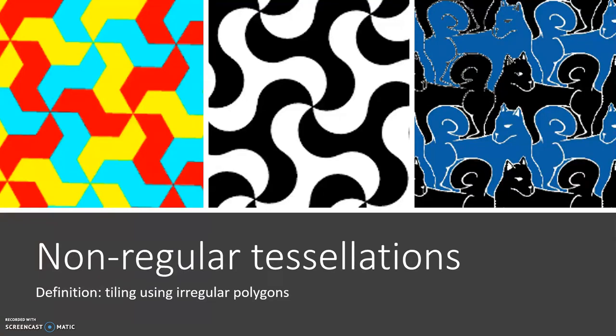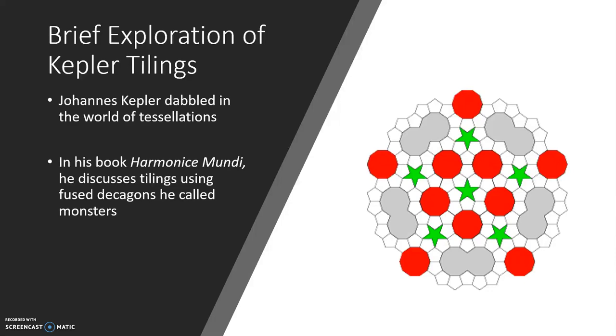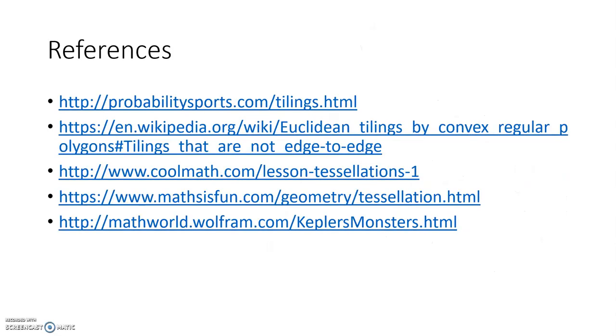Just for fun. Lastly, we're going to talk about the Kepler tilings very briefly. Kepler dabbled in some tessellations. He even wrote a book on them. But what he did is he actually fused decagons and he called them monsters, which is what you see here. And he talks about that in his book. And so that's pretty neat and definitely worth exploring further, but just not right now. But still really cool.